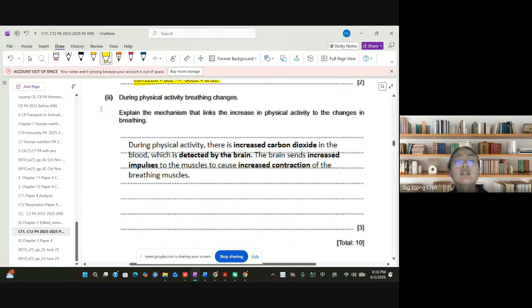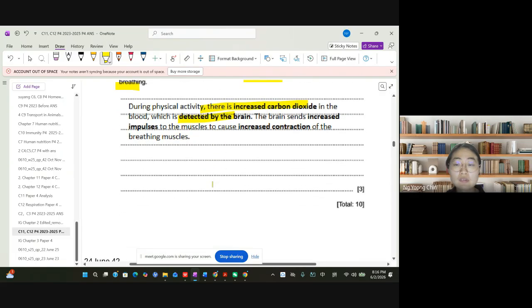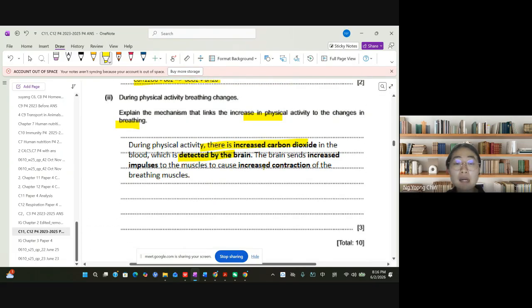And then this one, explain the mechanism that links the increase in physical activity to the change in breathing. So how increasing activity will cause a change in breathing. You just need to know that you increase the oxygen demand for the muscle, and then they will increase respiration. So this will lead to an increase in the carbon dioxide level in the blood, and this will be detected by the brain. So the brain sends impulses to the effector so they can cause the contraction of the breathing muscles.